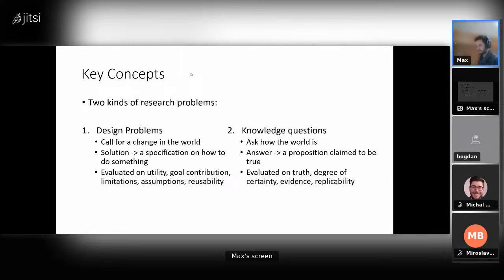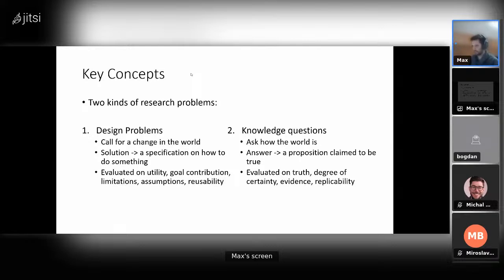So in design science, there are two research problems that are put in parallel. It's important to know in which category you are, because depending on the category that you are, the process, or like the cycle, will differ. So the first one is the design problem.